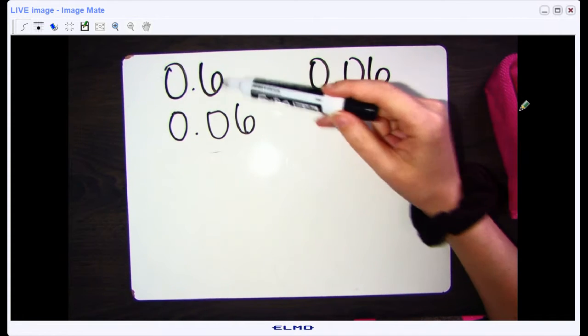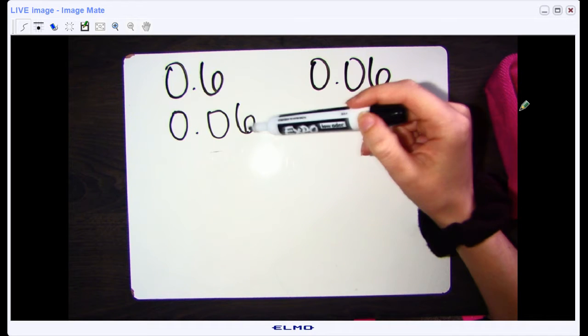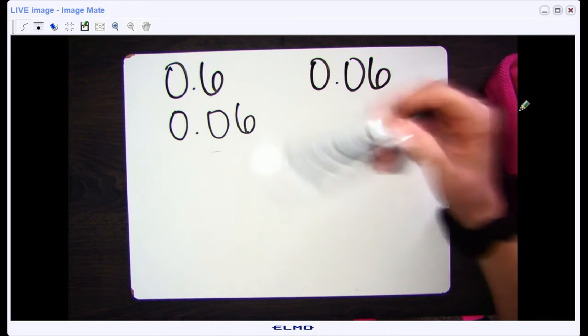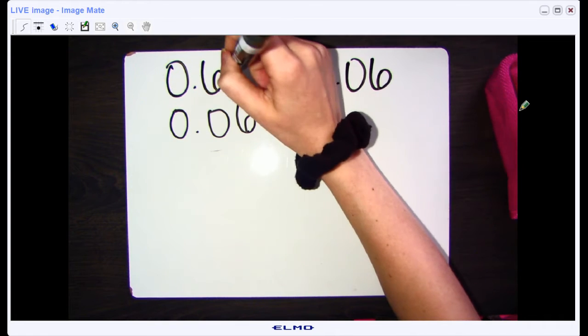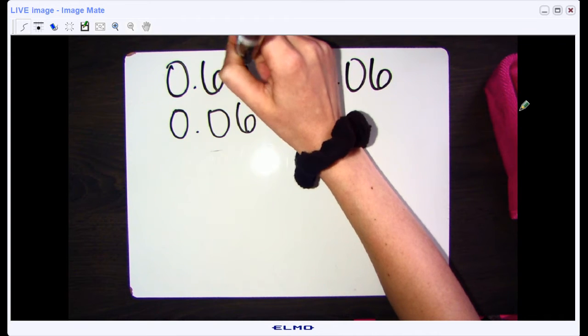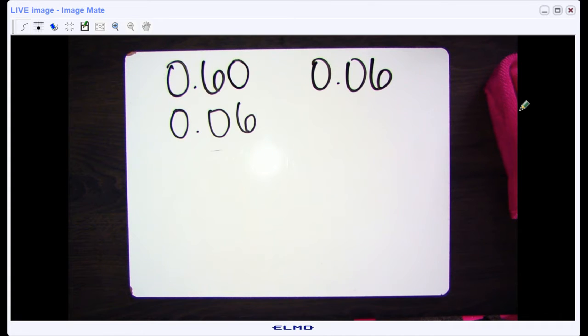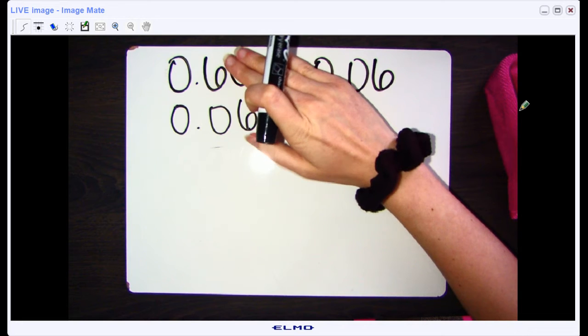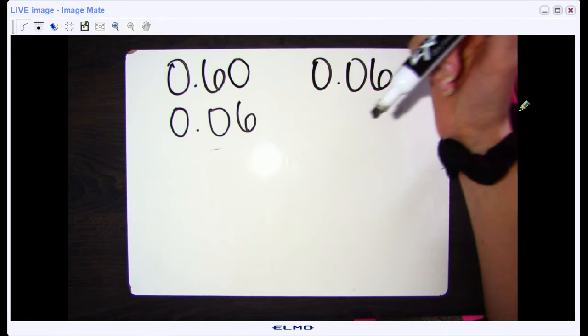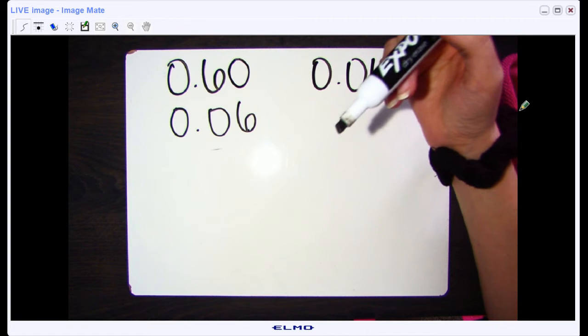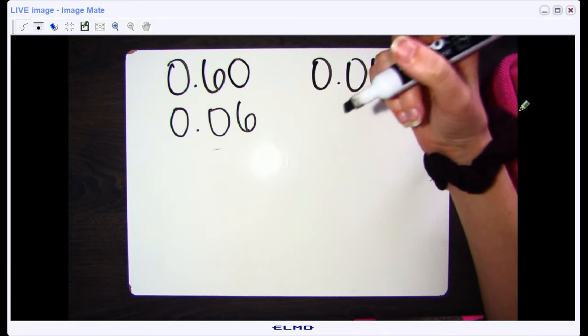Now I'm looking at this, and this one has more digits than this one. So in order to make sure that I'm getting the most accurate answer, I'm going to add a 0 to this 6 up here so they both have 2 digits, because I know that this 6 tenths is equivalent to 60 hundredths. I'm not changing the value, I'm just adding a 0 to make it have more digits.